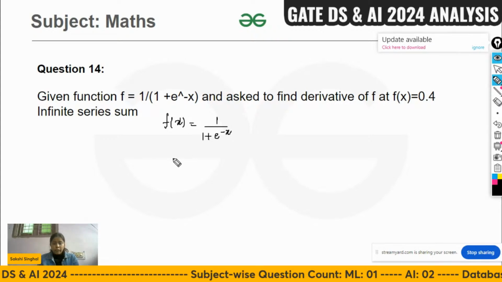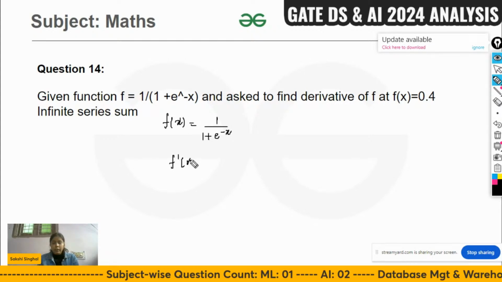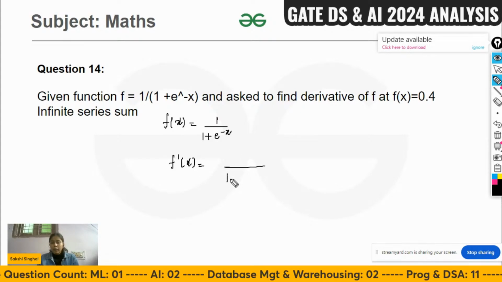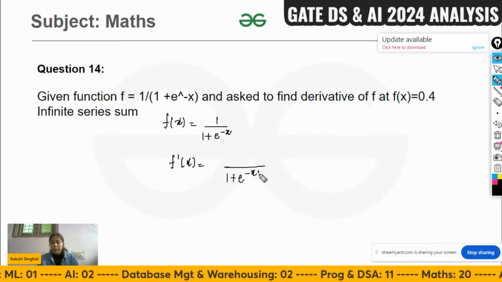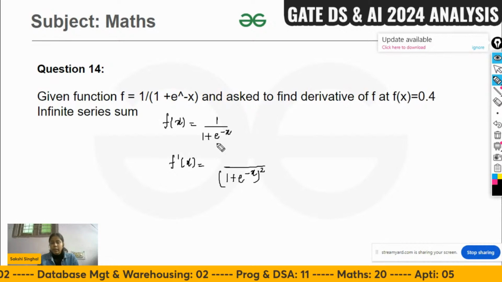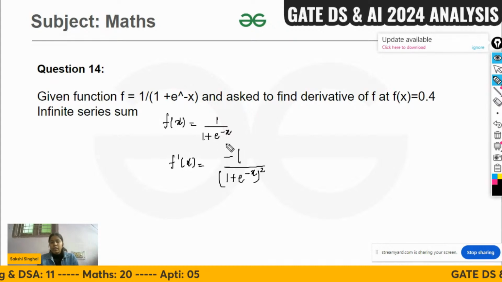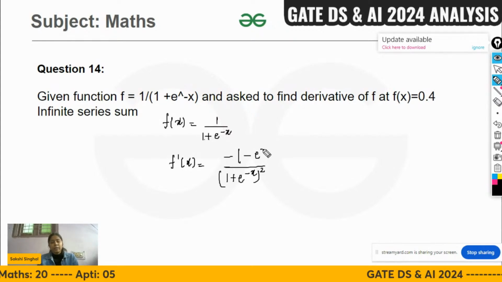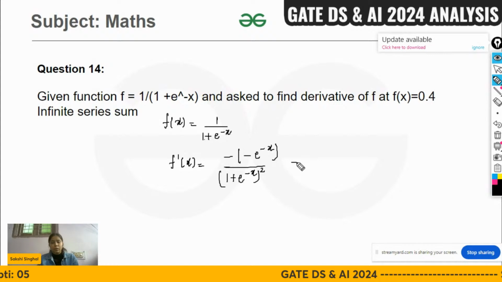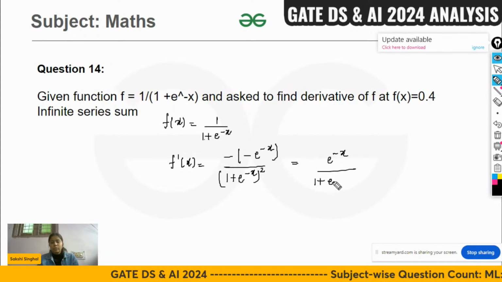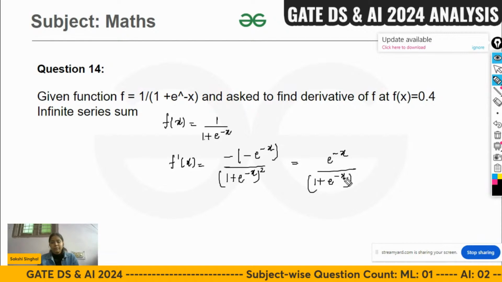So we have this function f(x). Now I can find the derivative f dash x. So what would be the derivative? I can use 1 upon (1 plus e to the power minus x) whole square, the denominator square, and the derivative of this function with minus sign. So it would become 1, the derivative of 1 is 0, and the derivative of e to the power minus x would be e to the power minus x. So it would become e to the power minus x upon (1 plus e to the power minus x) whole square.